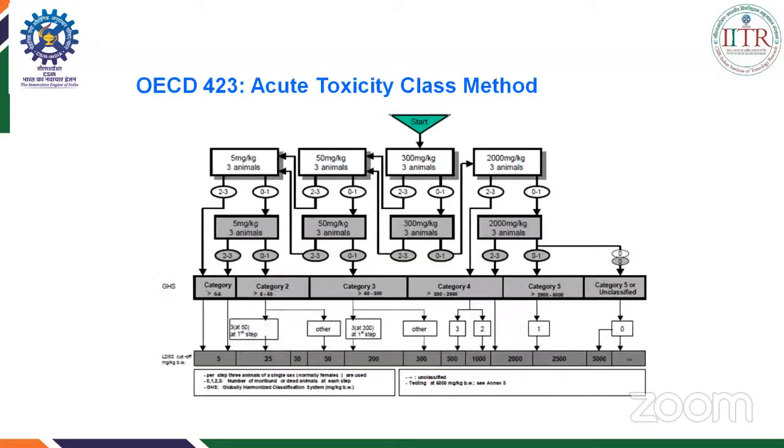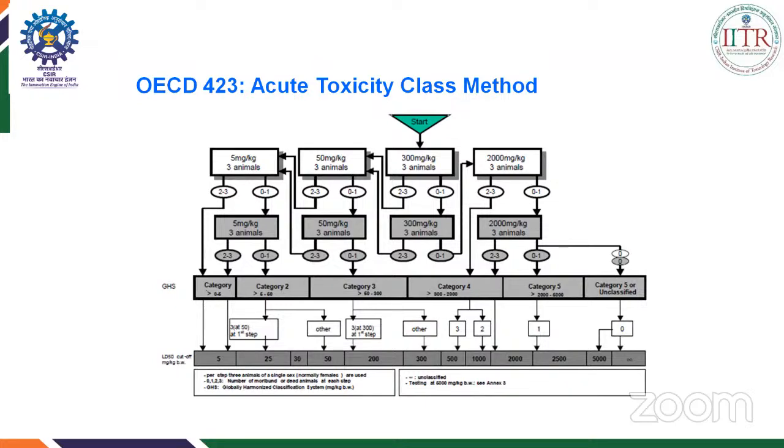This is just one example of a flow chart. So this will be available in the OECD 423 guideline. You can download it from the OECD website. So if you start at 300 milligram per kg body weight, if you see one mortality, what is the route you follow? If you see 2 or more mortalities, what is the route that you follow? So this will be similar to if you start with 2000 mg per kg or 50 mg or 5 mg per kg.